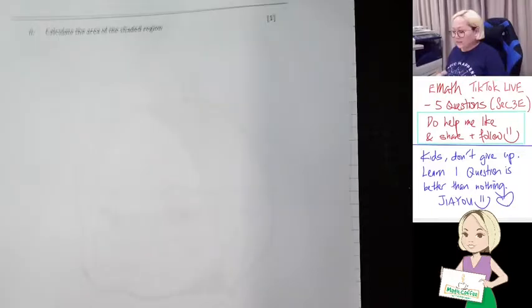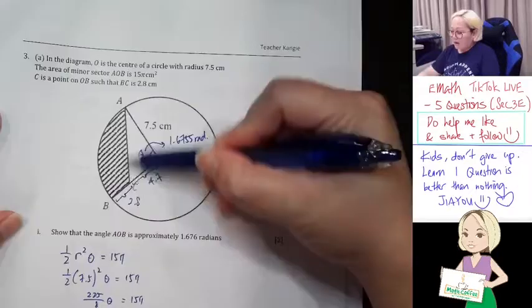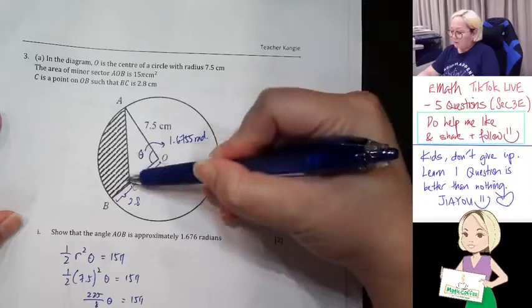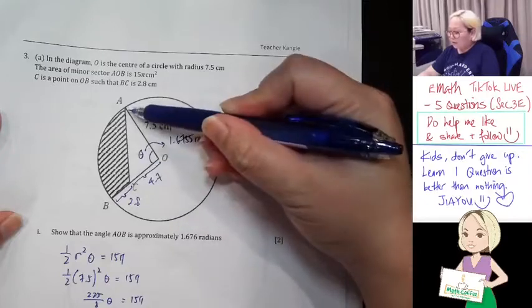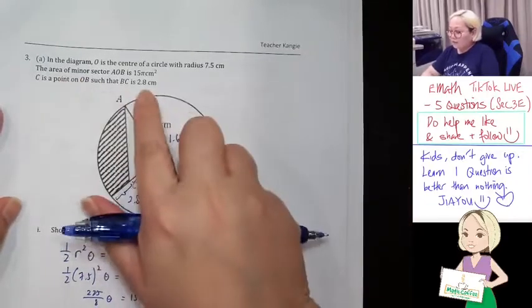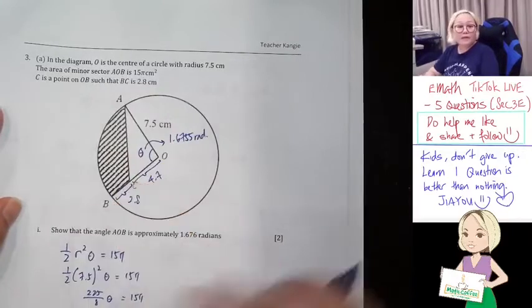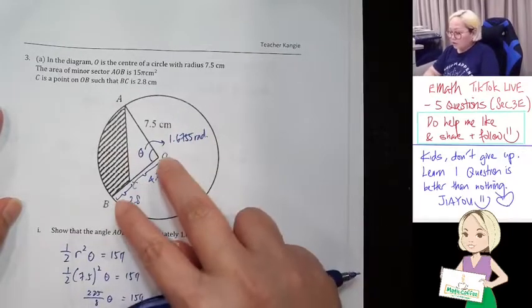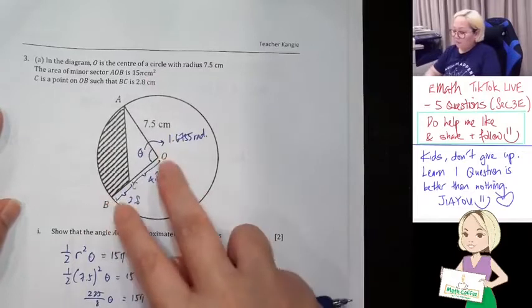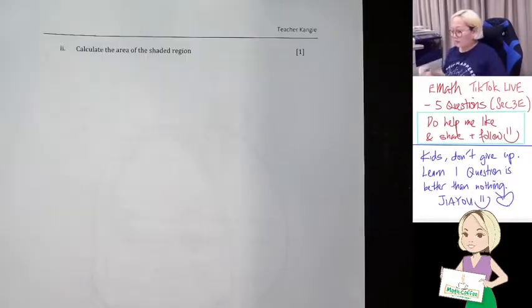They ask you to calculate the area of the shaded region. So I have the minor sector, and I want to find the shaded part. So I need this unshaded triangle, correct? The question tells me that BC is 2.8. This one is also a radius, so 7.5 minus 2.8, I get 4.7. Okay?